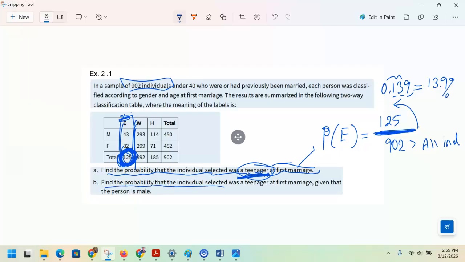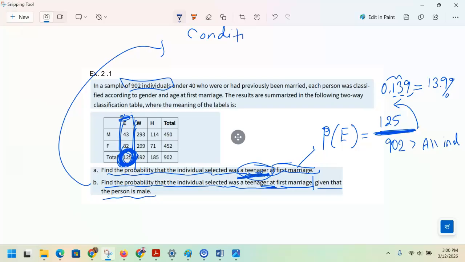Find the probability that the individual selected was a teenager at first marriage, given that the person is a male. Now, what does this mean? Let me write this answer here. So we are going to use the conditional probability formula. And what does that conditional probability formula mean?